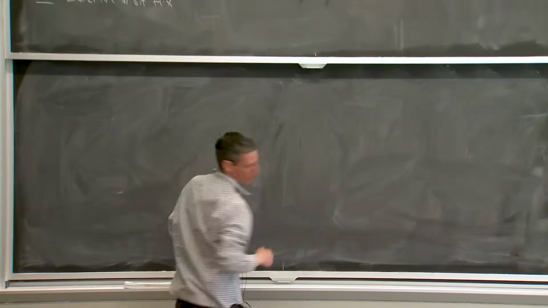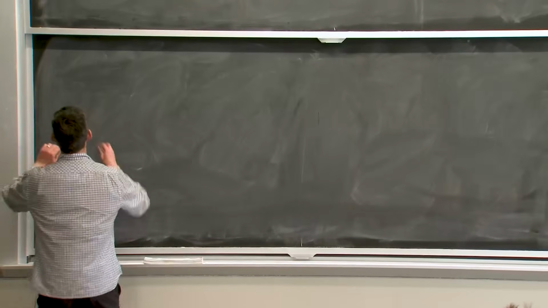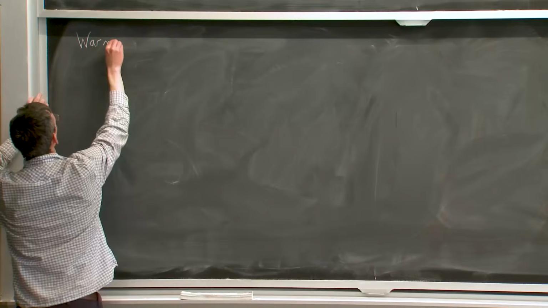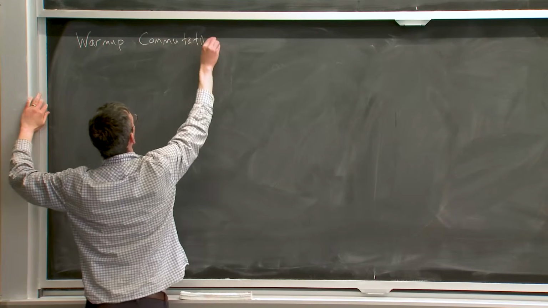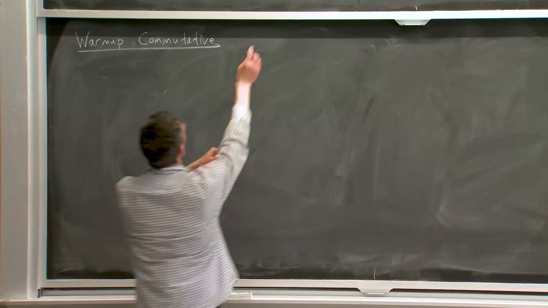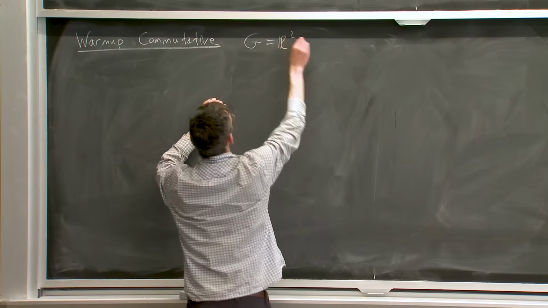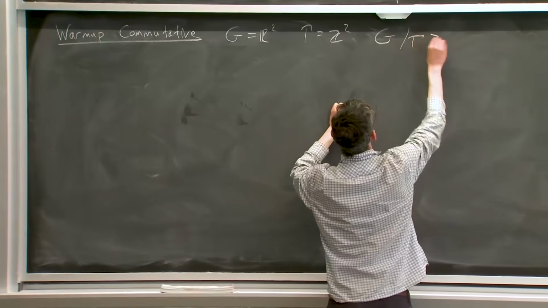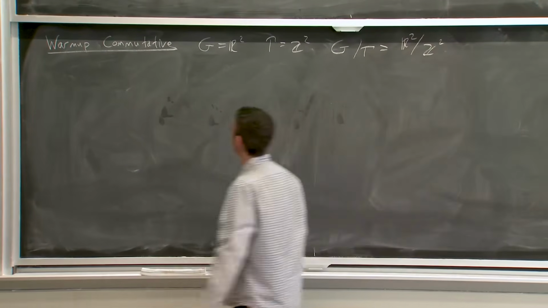So to make it concrete, I'd like to begin with a very simple warm-up, which is with a commutative group. So it's simpler than that. OK, so I think the simplest example of this is that G could be R^2, and then Gamma could be Z^2. So G mod Gamma is R^2 mod Z^2. It's a torus. All right.